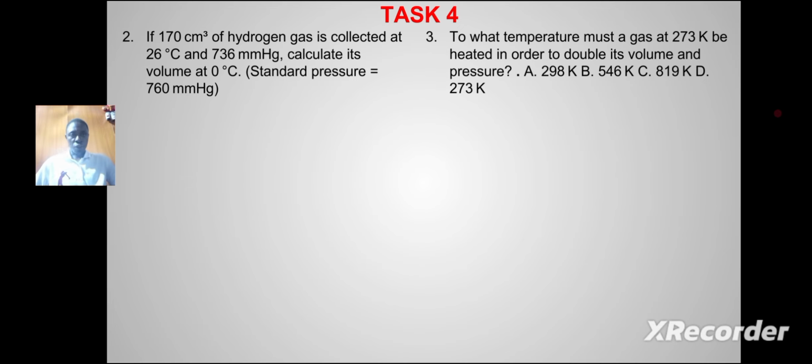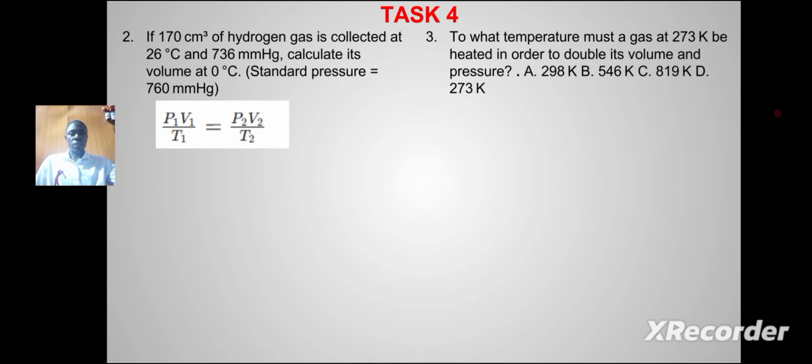Question 2: 170 cm³ of hydrogen gas is collected at 26 degrees Celsius and 736 mmHg. Calculate the volume at 0 degrees Celsius, where standard pressure is 760 mmHg. That means the pressure of the gas at 0 degrees Celsius is 760 mmHg. If you solved it correctly, these are the steps you're supposed to do.